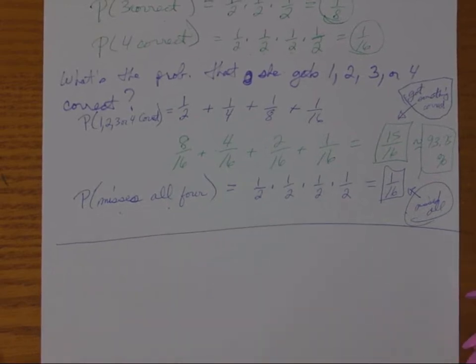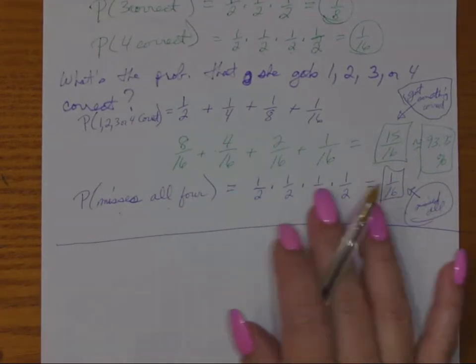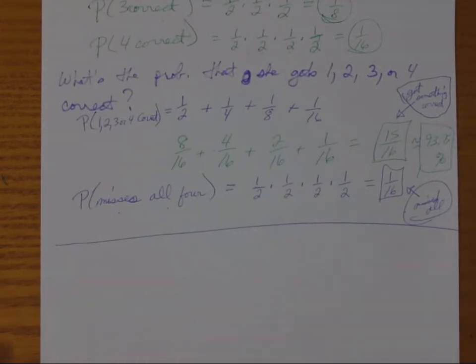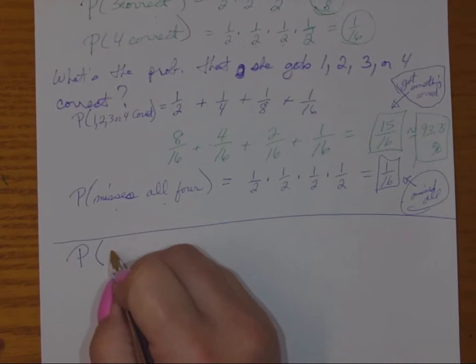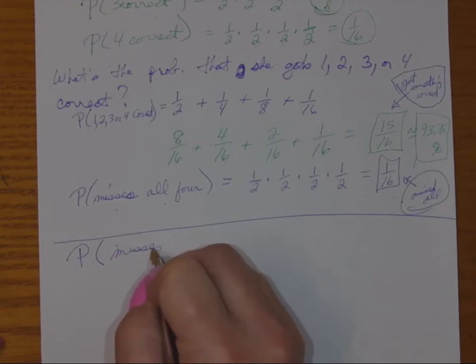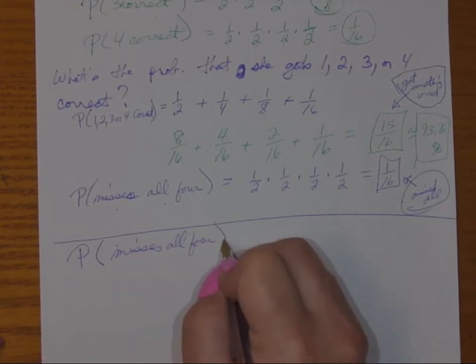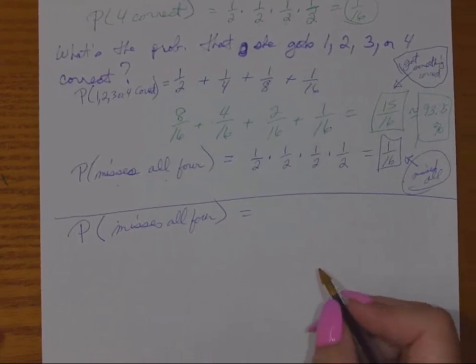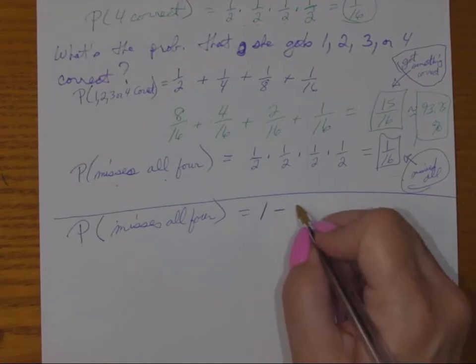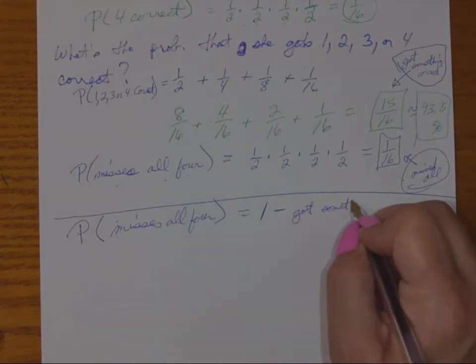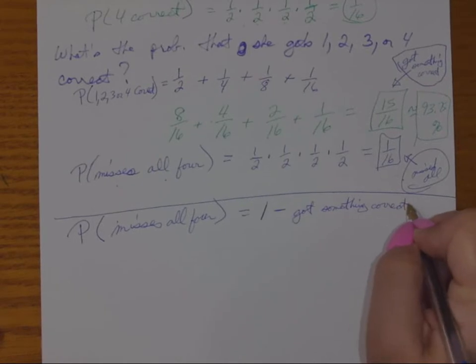Okay? There's another way to figure this probability if you wanted to. I'm fine with you just saying, oh, we missed that one, missed that one, missed that one, missed that one. 1/16. What if we said the probability of missing all 4, what if I said that's the same as the whole entire thing, all of the outcomes we have, minus got something correct? Is that also true?